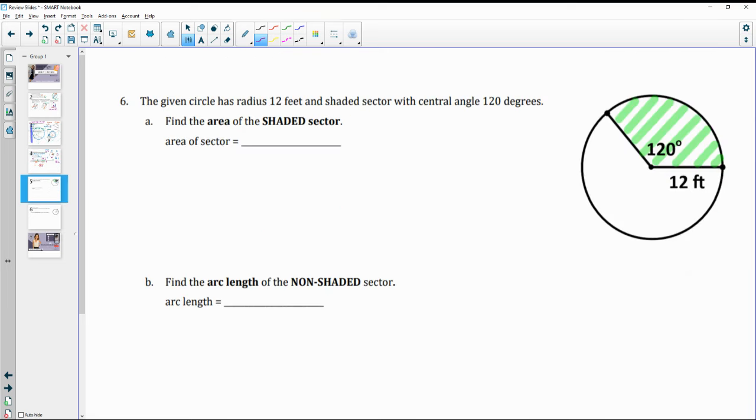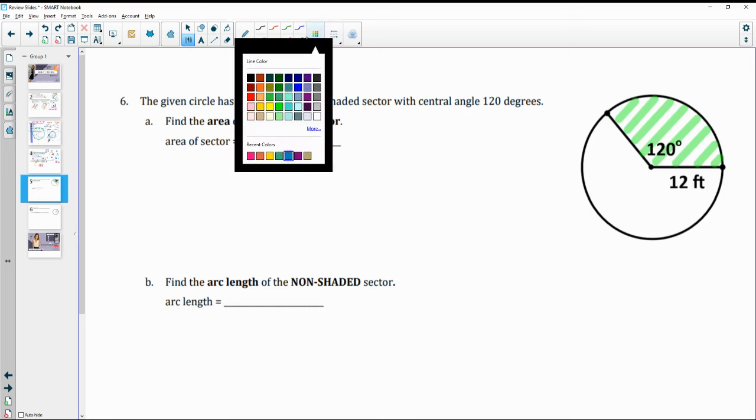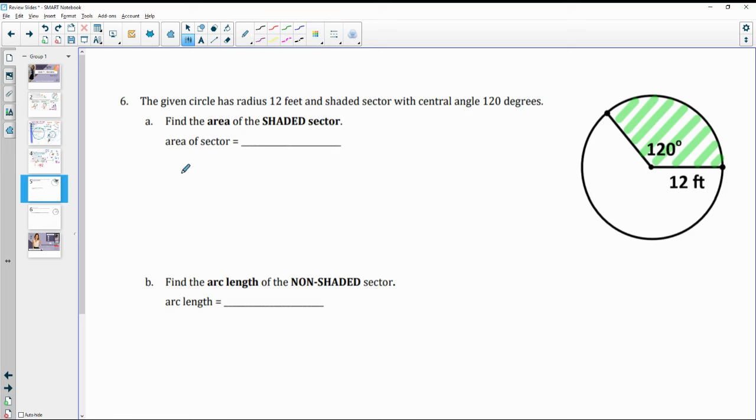Number 6, given the circle has a radius of 12 feet and the shaded sector has a central angle of 120 degrees, find the area of the shaded sector. So we can do the sector area formula, which is theta over 360 when we're in degrees, and then times pi times the radius squared. So we're taking the percent of the circle we have times the area formula.